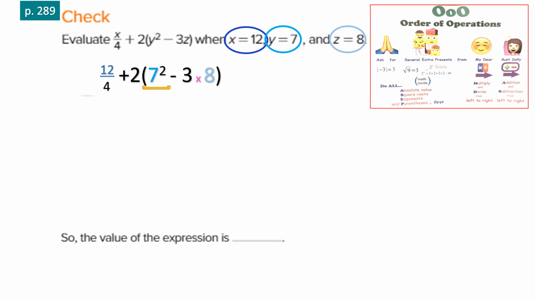So inside my parentheses is where I want to start with my focus. So I have 7 squared. So that's 7 times 7, which is what? 49. And then we see that we have 3 times 8. Well, 3 times 8 is 24. Now I bring down my subtraction. I bring down my parentheses. I bring down my 12 over 4. I bring down my addition of 2.